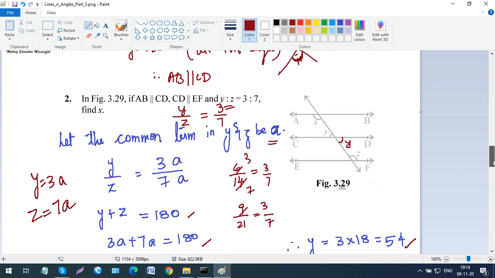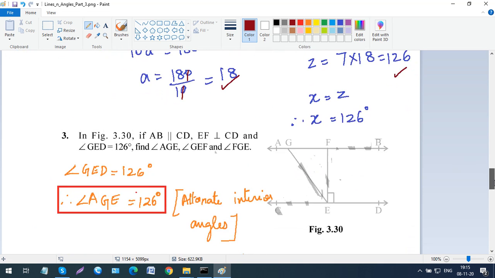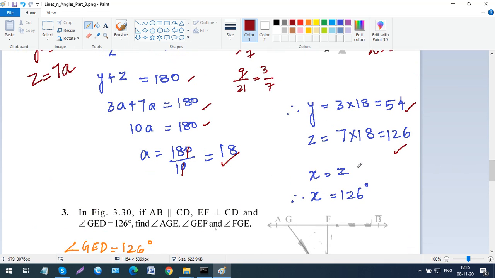Now we will see what is x. Now here you see, this is z. The same z you will get over here because it's alternate interior angles, right? And this z and this x are corresponding angles, and in case of parallel lines, z and x are equal because they are corresponding angles, right? So whatever we got for z, that will be there for the x also. So that's 126. Okay, this is corresponding angles.